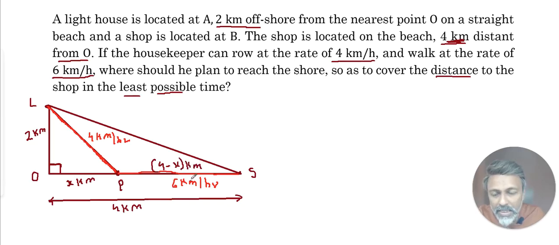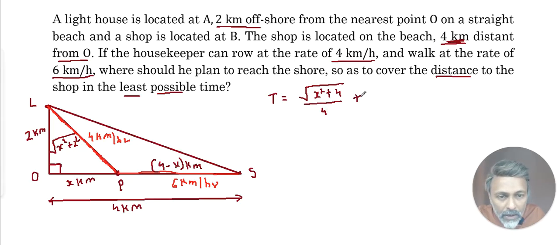4 minus x is the PS length, and LP can be obtained by Pythagoras theorem. This is the LP length, which is root of x square plus 2 square. And we know distance upon speed is time, so we are trying to create the time function. t is equal to, distance is root x square plus 2 square, 2 square is 4, divided by speed 4 kilometers per hour, plus 4 minus x is the distance, and the corresponding speed was 6 kilometers per hour. So we have formed the time function.